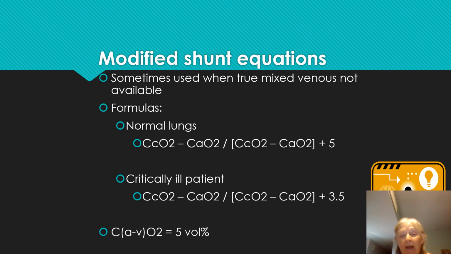In the critically ill patient, we're going to use a different number because the lung function is not as good as it is in a normal patient. And in this case, it's going to be CcO2 minus CaO2 divided by CcO2 minus CaO2 plus 3.5. Okay? So if anybody were ever to say to you, oh my gosh, we can't get that venous blood, what are we going to do? Well, take a look at that patient. If they're still pretty normal, you know how to do it. If they're really critically ill, you have that also.